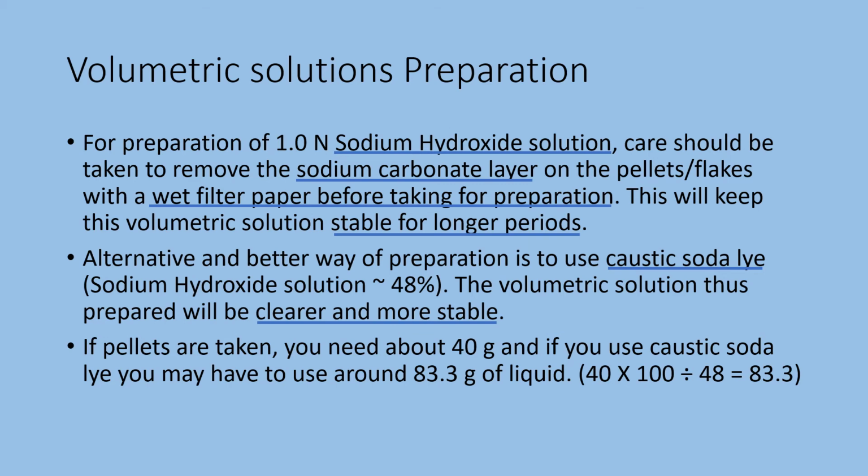The formula is like this. So 40 by 48 into 100 would give you 83.3 grams of caustic soda lye for preparation of 1 normal solution of sodium hydroxide. It is important to store the liquid in HDPE bottle and not a glass bottle, because glass bottle can deteriorate the strength of your sodium hydroxide.